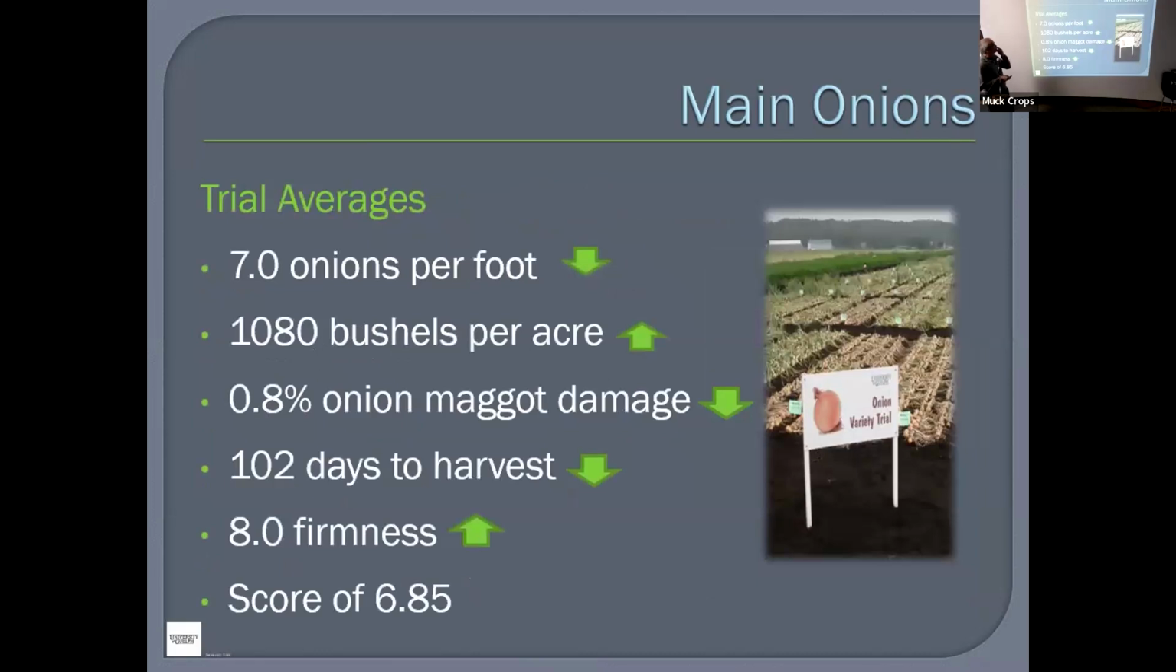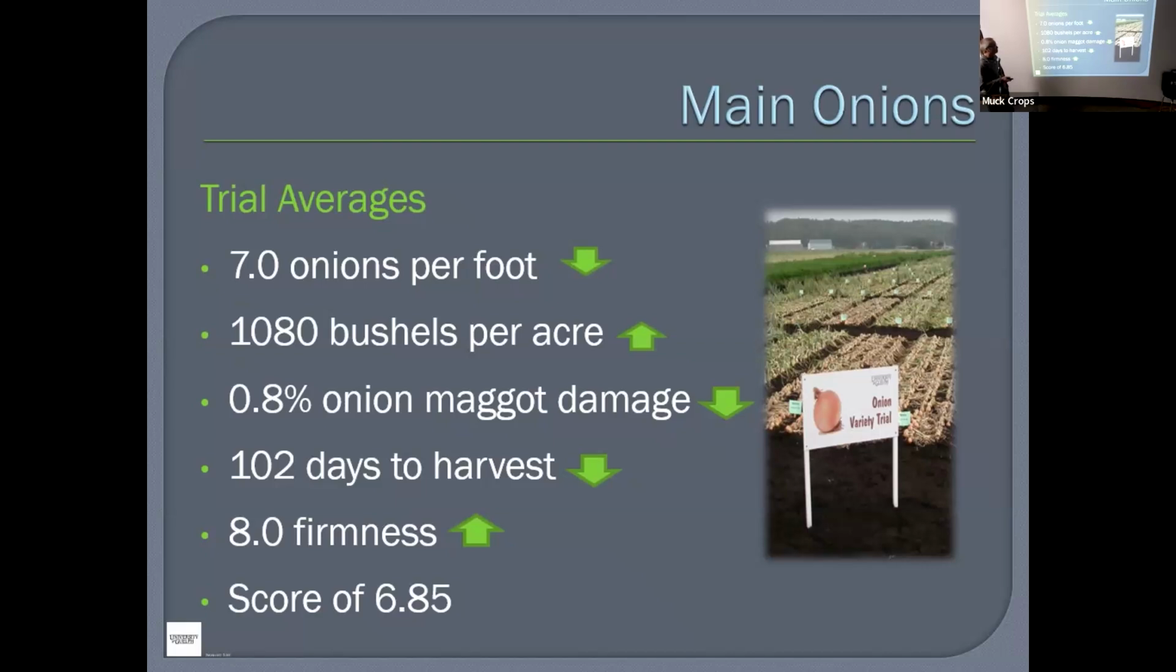Looking at some trial averages, again, 7 onions per foot was a thing. It was down a little bit from last year. Bushels per acre averaged about 1,080, a slight increase from last year. Onion maggot damage was almost non-existent, 0.8%, just gone with the Suppresto now.